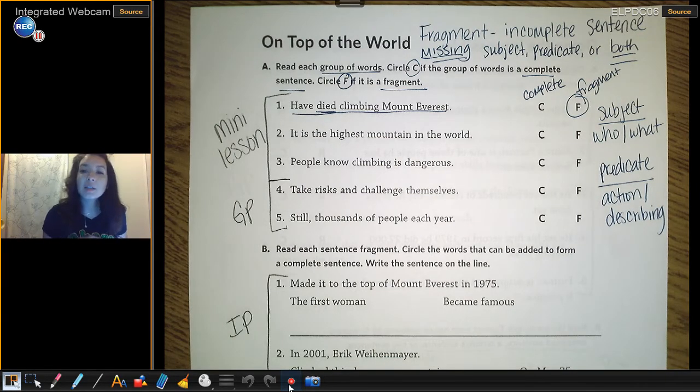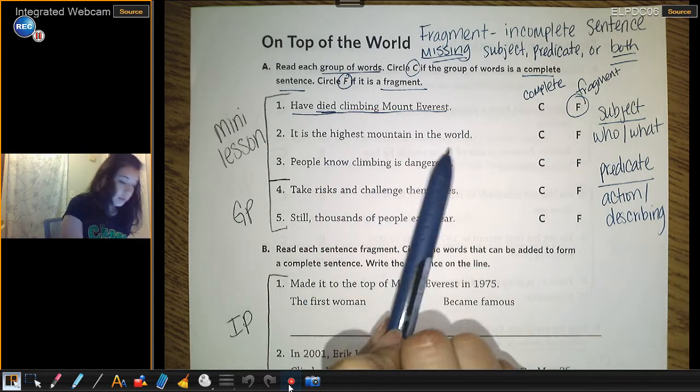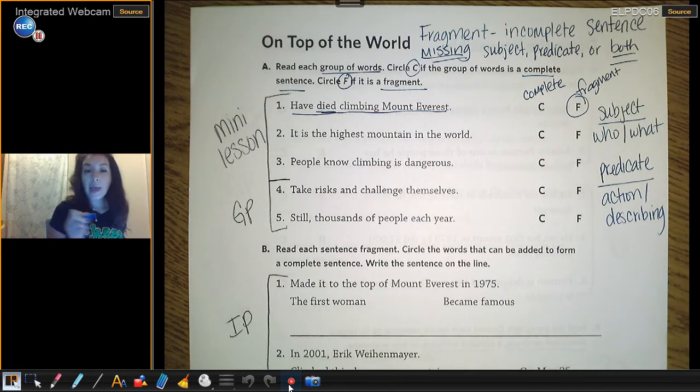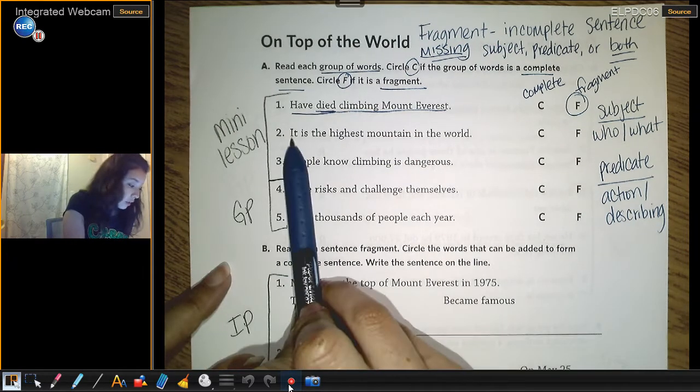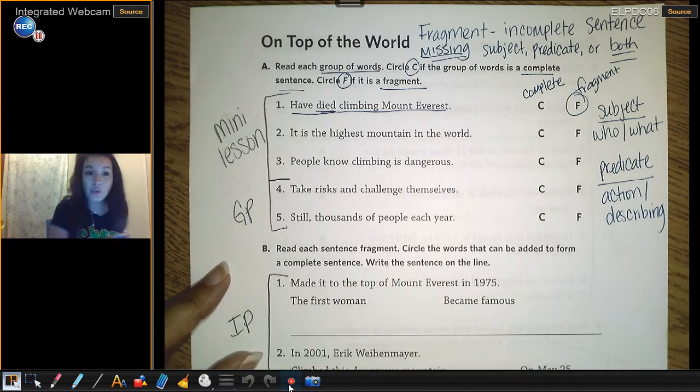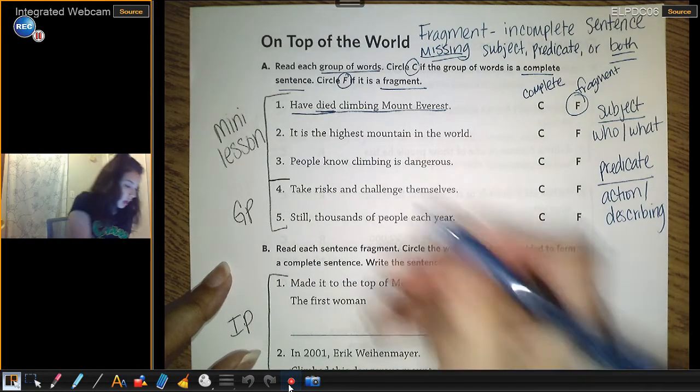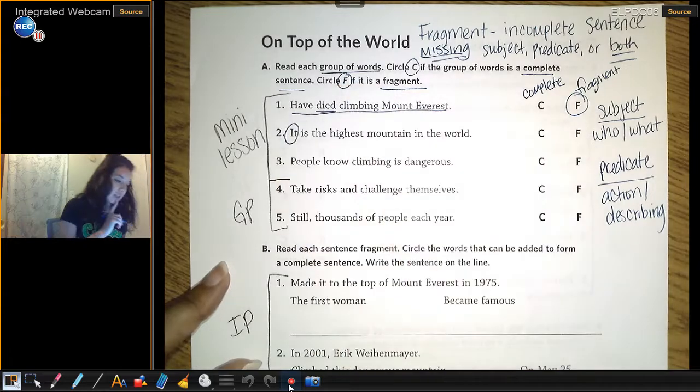Let's go to the number 2. It is the highest mountain in the world. Okay, I have a describing part. Is the highest mountain in the world. And remember when we talked about pronouns, this is why learning about pronouns is important. Pronoun, it, stands for something. So it is still a subject. What do you think it's standing for here?